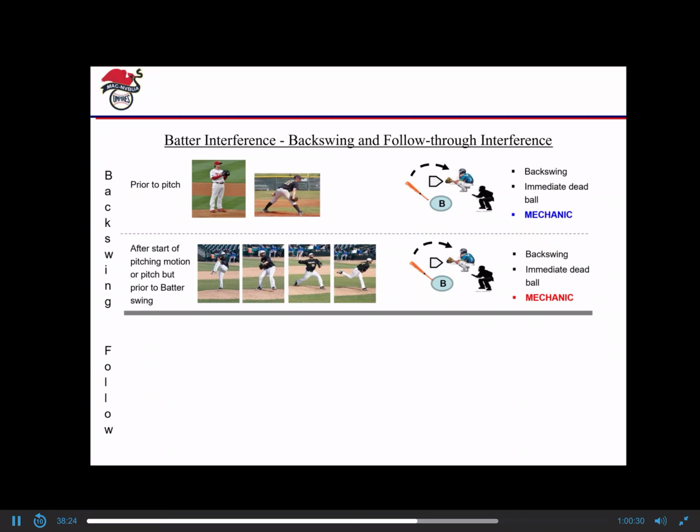It's an immediate dead ball, and we're going to start anew. We're not going to call a balk on the pitcher. We're not going to do any of that. We're just going to kill the play and start anew. So that's backswing interference.